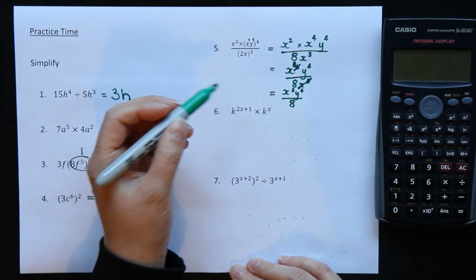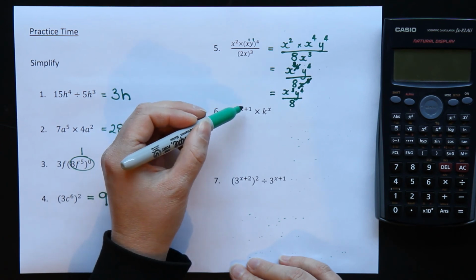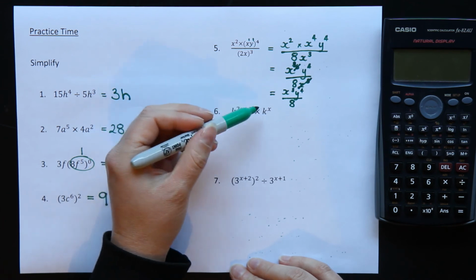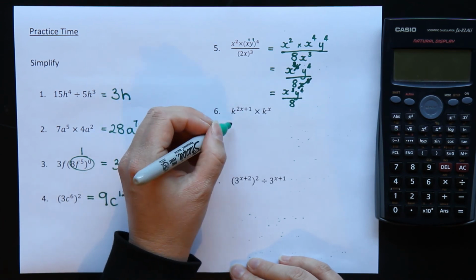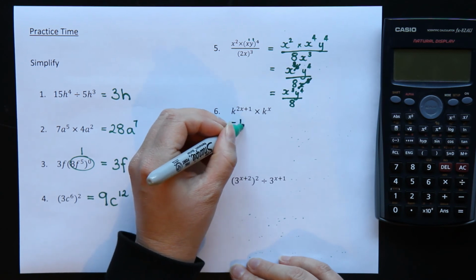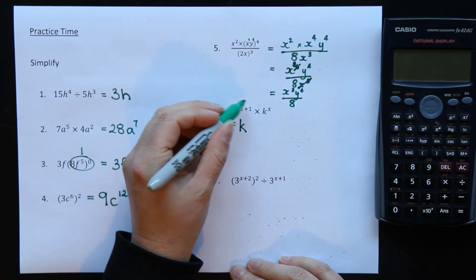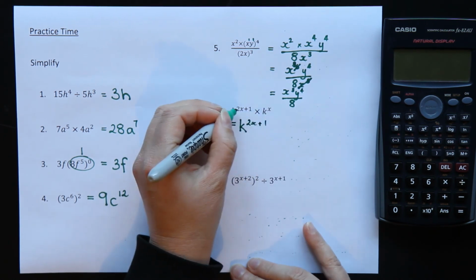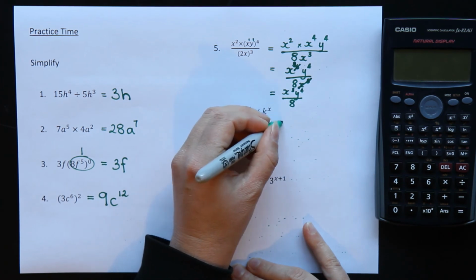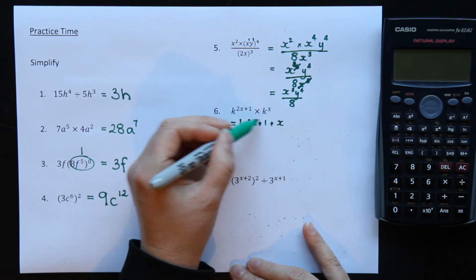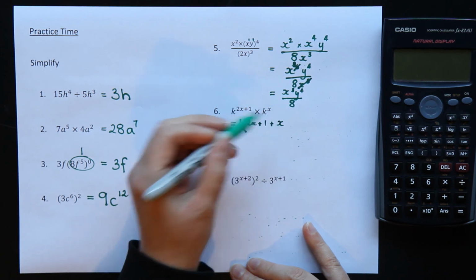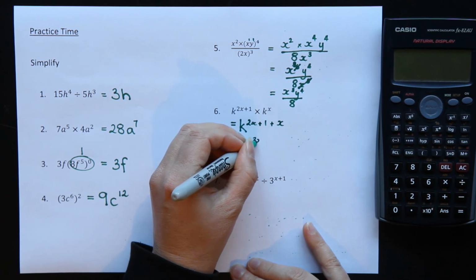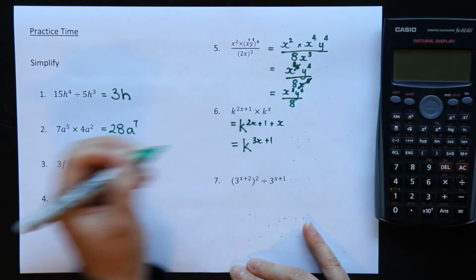Question 6. K to the power of 2x plus 1 times k to the power of x. Okay, so we have x's in our powers here. K is my common base, so k is going to stay the base, and when we're multiplying we want to add the powers. So I want to do 2x plus 1 plus another x. Okay, so now I can just add the x terms together in here. 2x plus x is 3x, so it's k to the power of 3x, and I also have a plus 1. And that's finished.